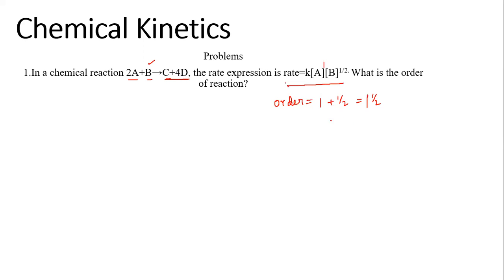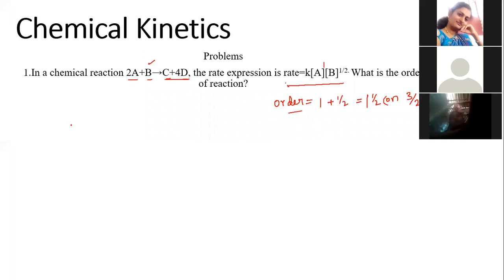We can also write it as 3 by 2. The LCM is 2: 2 ones are 2, 2 plus 1 is 3. Or it can be written as 3 by 2. So remember, order can be a decimal, a fraction, a whole number, or it can be maximum up to 4 also. It is not like an order should always be a whole number. It can be a fraction too. That means those many molecules are utilized in the reaction.